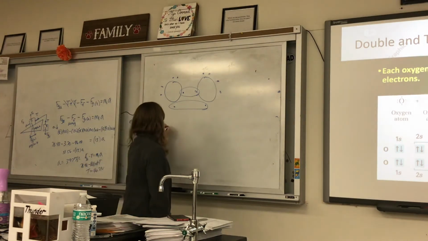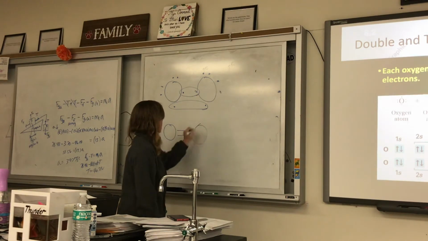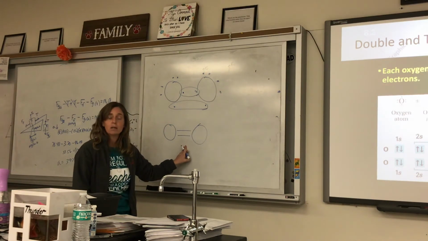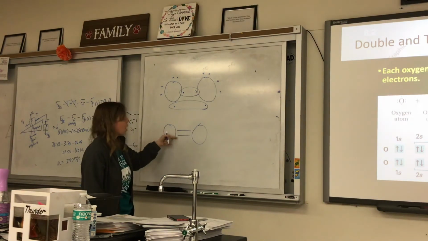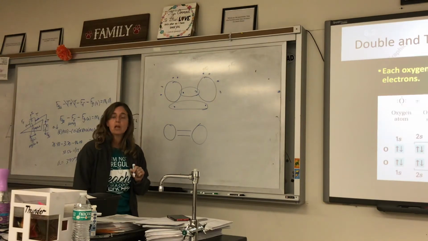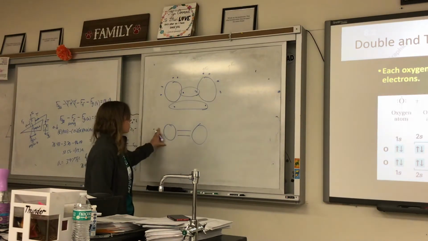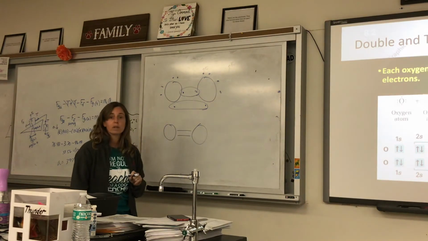Now, let's draw this in bond form. O, 1, 2, and O. This represents a double covalent bond because each oxygen needed 2 electrons in order for it to be complete, to have the complete octet, which is 8. So this is called a double covalent bond.